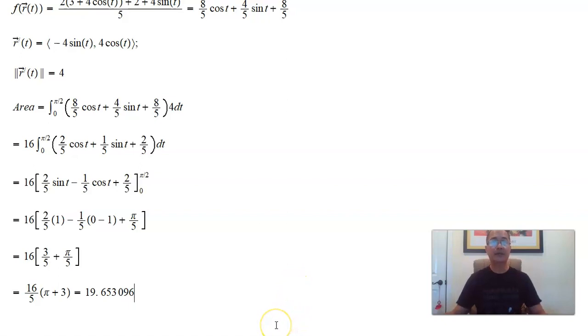Okay, so there we go. That's our introduction to contour integrals. In our next video, we're going to look at vector fields, and a little later on, how to integrate those vector fields.